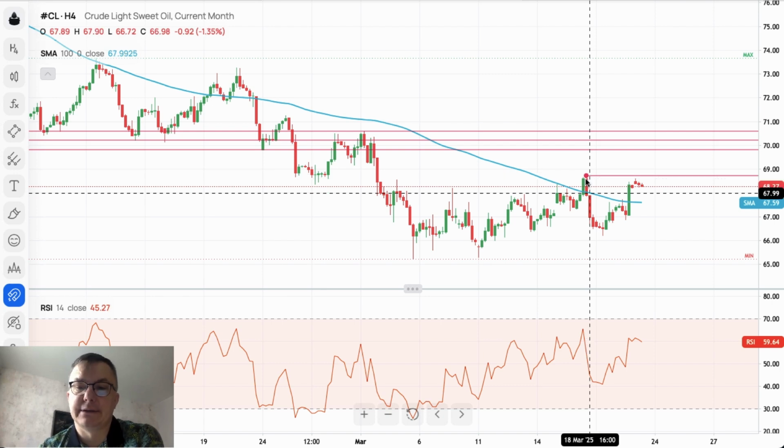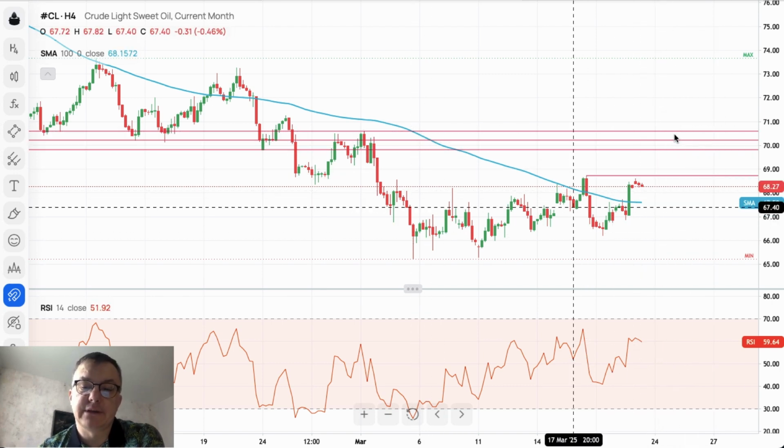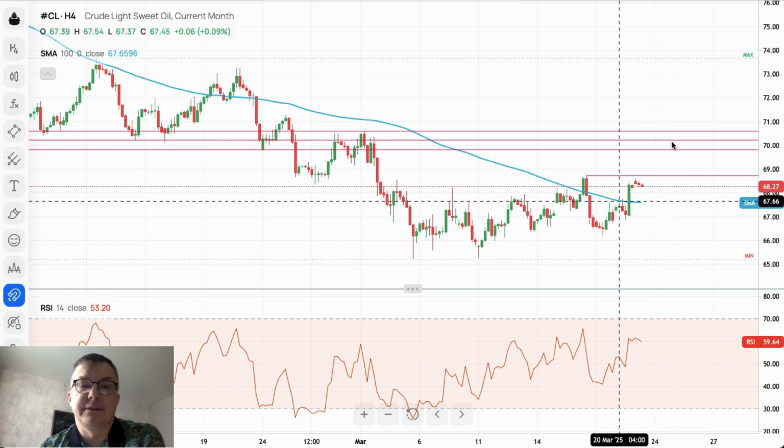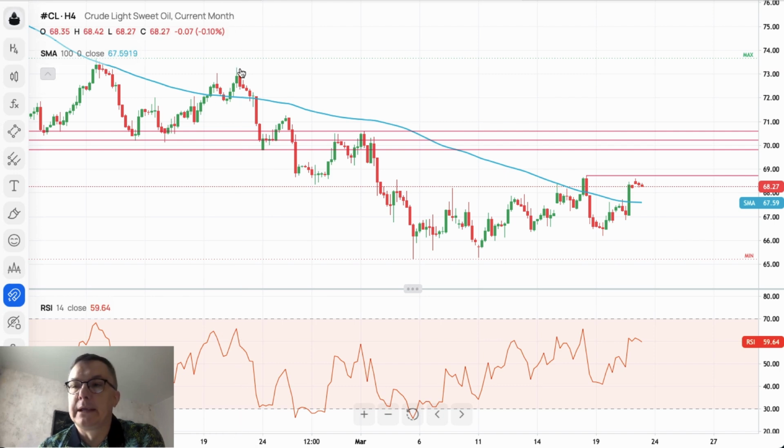The next target is already quite close, and then if we break out of this consolidation, above this supply zone, the 74 is eventually the next target for the crude oil.